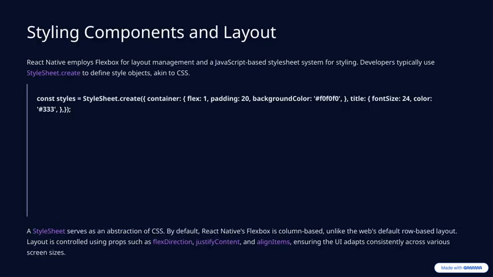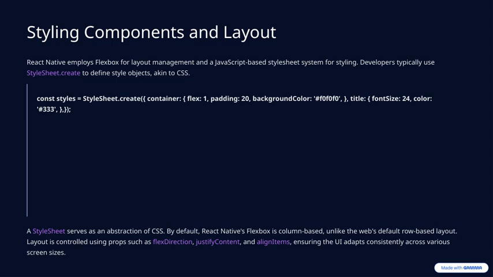Let's talk about styling components and layout in React Native. First, React Native uses Flexbox for managing layouts, just like in CSS, but with some differences. It's a powerful tool that helps us create flexible and responsive designs. Alongside that, we have a JavaScript-based stylesheet system, which makes styling quite straightforward. Developers typically use StyleSheet.create to define style objects, which are quite similar to CSS styles.